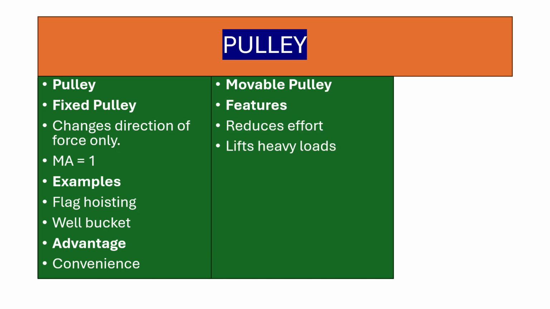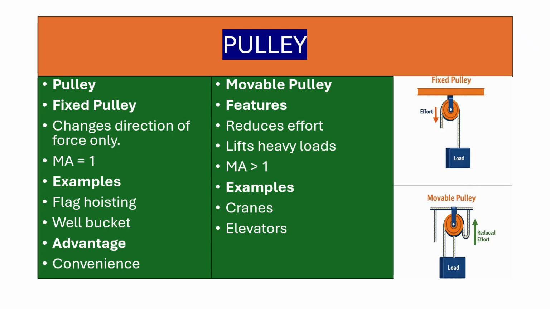Next is the movable pulley. What does it do? It reduces effort and lifts heavy loads. What about the mechanical advantage here? Children, mechanical advantage is load upon effort. So for a movable pulley, mechanical advantage is greater than 1. Examples are cranes and elevators. On the screen, one is the fixed pulley, and the second is the movable pulley, which reduces effort.